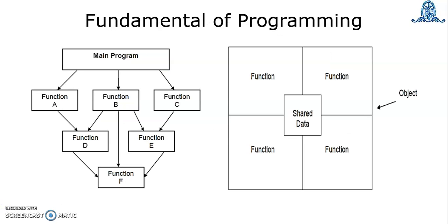This is the structure of programs used in procedure-oriented programming and object-oriented programming. On the left-hand side, the program structure of POP is shown. In this, the main program consists of different functions. On the right-hand side, the program structure of OOP is shown, where it uses data and functions in a single unit, which is known as class.